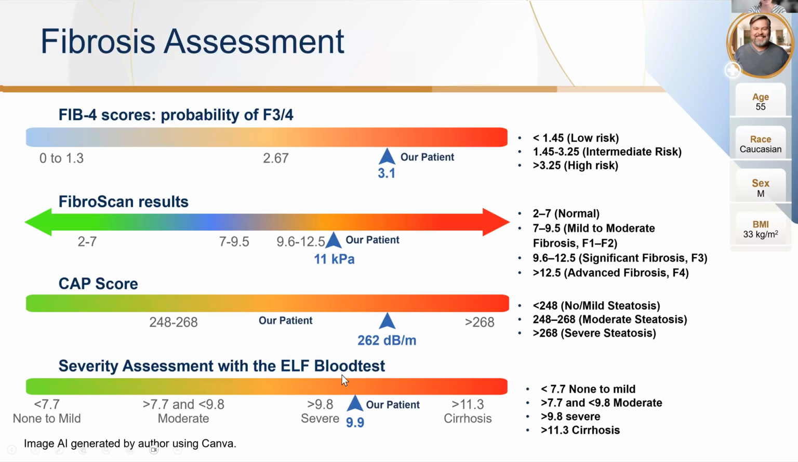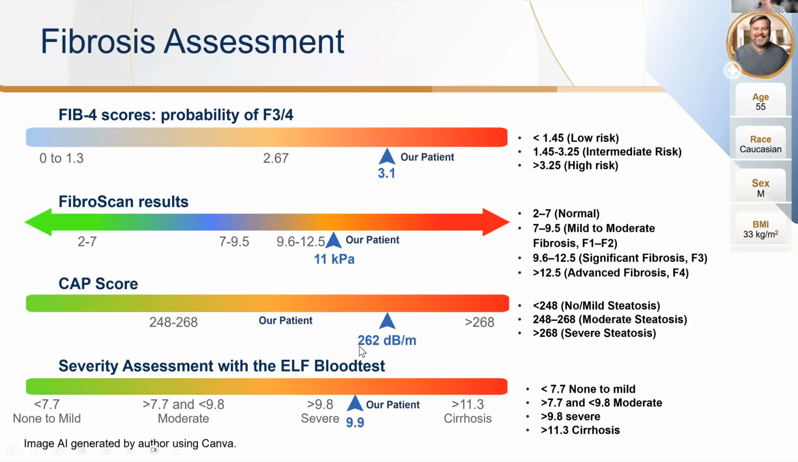FibroScans, oftentimes when you do them, will come up with a CAP score. This is a score that gives you an assessment of how much fat there might be in the liver. Again, it's not exact. It's like a blood pressure. You have to kind of take it in stride with everything else. But his CAP score is also elevated.